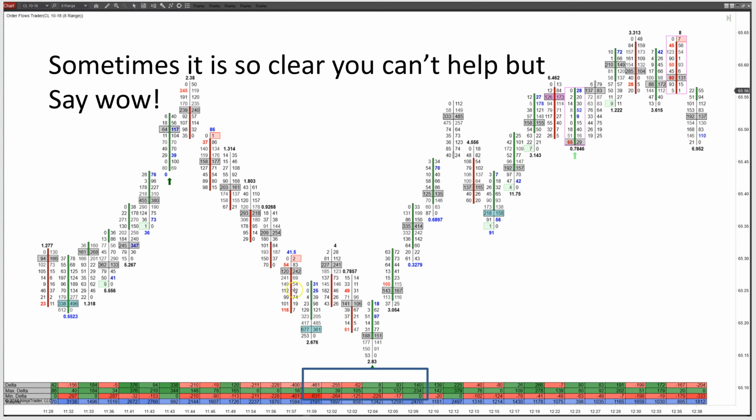So what's happening as we're forming this bottom? The aggressive selling is getting weaker and aggressive buying is getting stronger, taking over. And what happens is the market rallies.